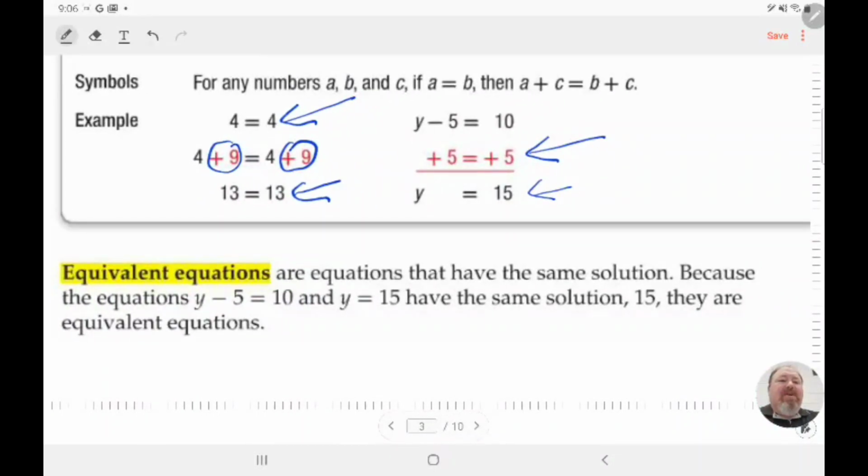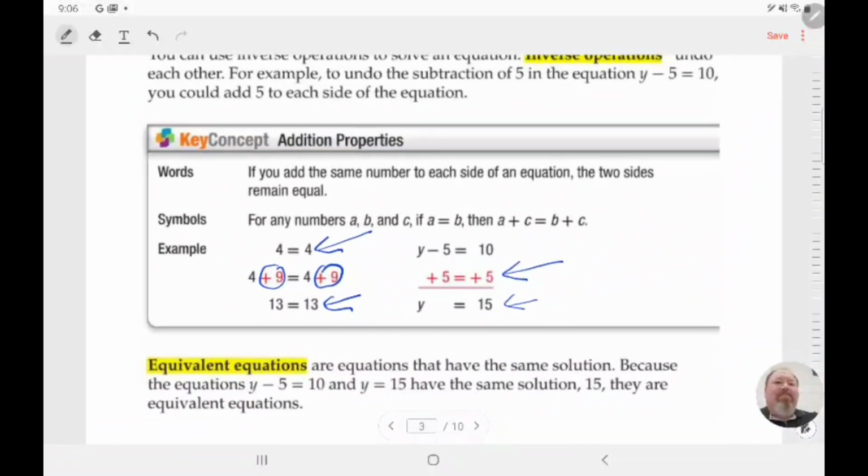Equivalent equations are equations that have the same solution. Because the equations y minus 5 equals 10 and y equals 15 have the same solution of 15, they are equivalent equations. All right.